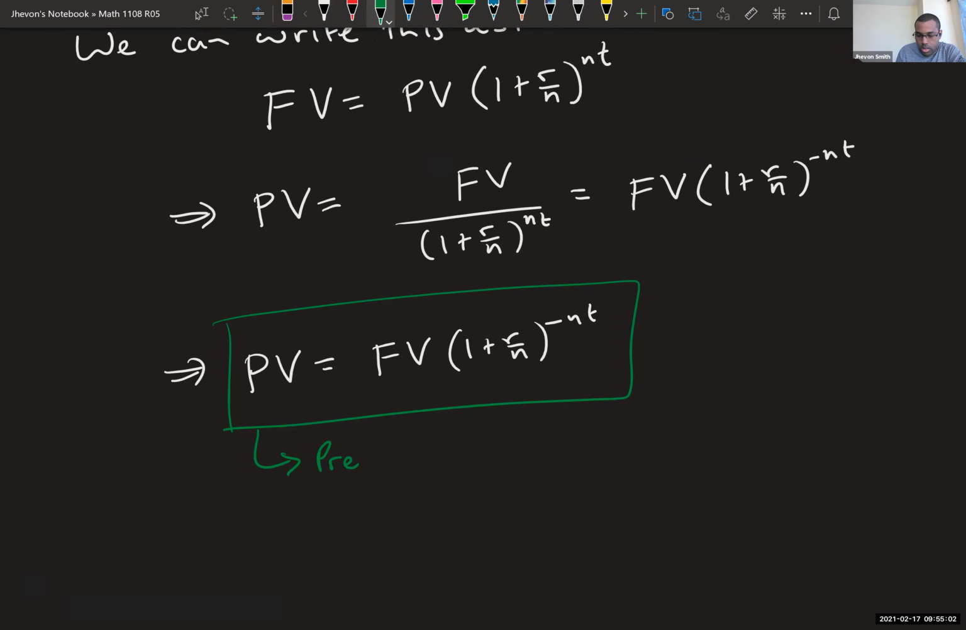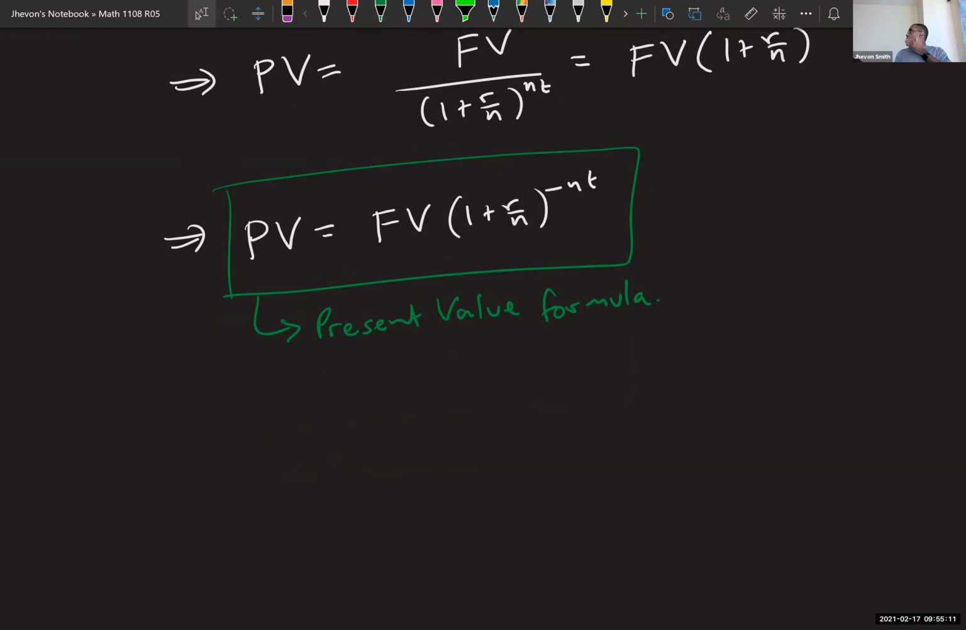Present value formula. I do want to distinguish that this is the one-time payment, or the lump sum, present value formula, right? So I know there's an environment where I can get compounded interest, and I want to know what lump sum I have to put in now to achieve some future value if I just set it and forget it, just leave it there.